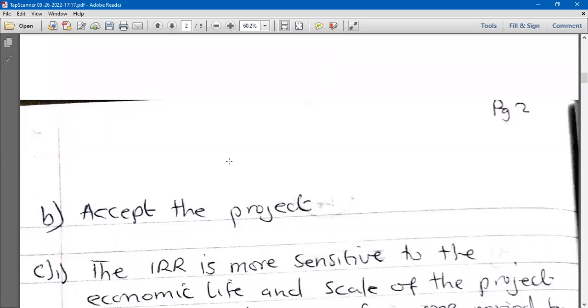We accept the project. And here we had 74 point something percent, and it's greater than 5%. So we accept the project. So that is how we use the IRR. But if you are lucky and you just get 2 years, you can just use the formula.